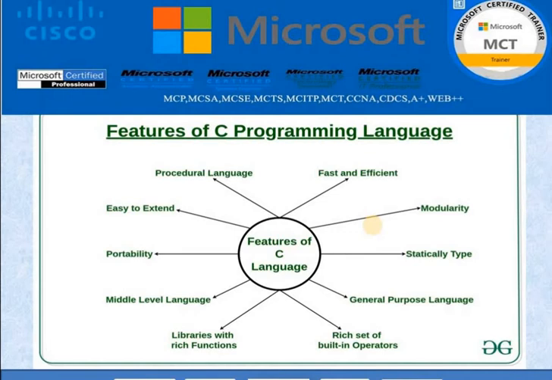Now, if I have to talk about some of the features of the C programming language, as you can see, it has so many features. It's fast and efficient, easy to extend, and statically typed. It's portable. It's a middle level language, and it has libraries with a rich set of built-in functions. It is a general purpose language as well. So these are some of the common or the best features that we find in the C programming language.